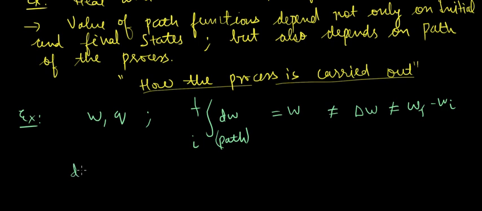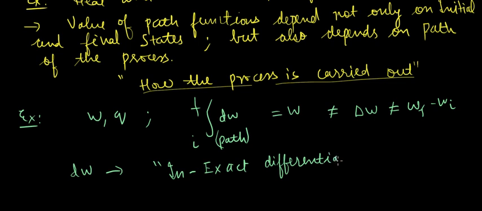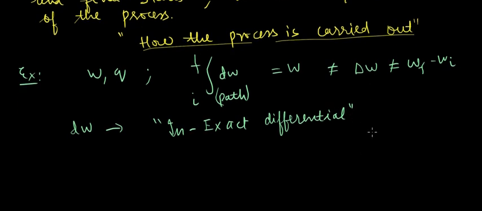And dW in this case is an inexact differential. Similarly, we can write the integral of dQ from i to f for a particular path would be equal to Q.